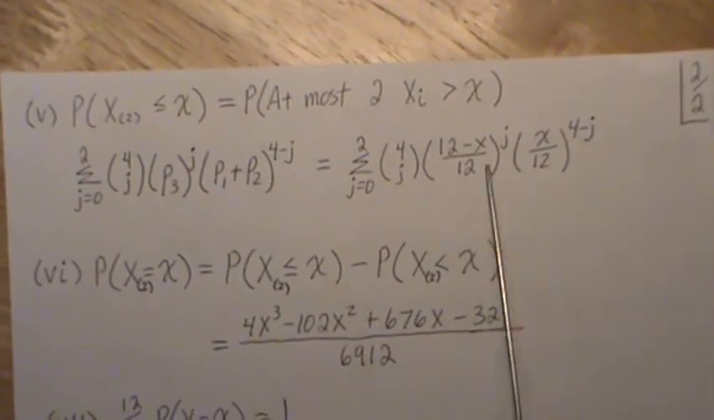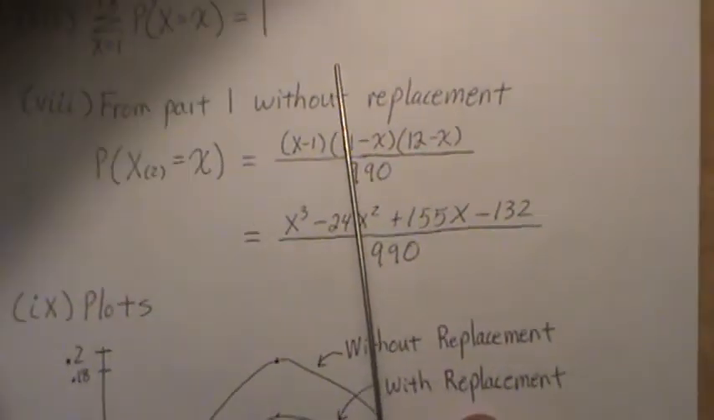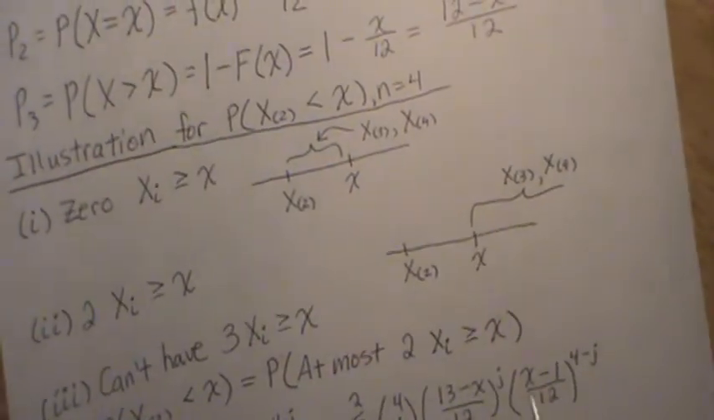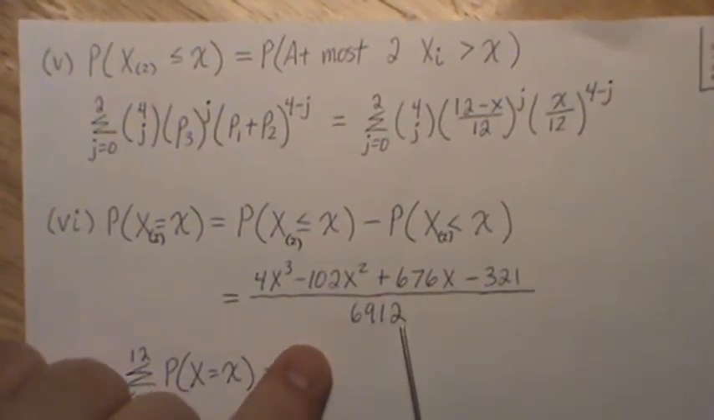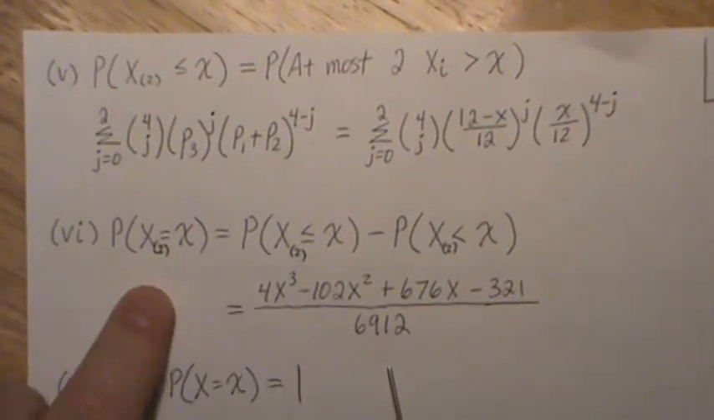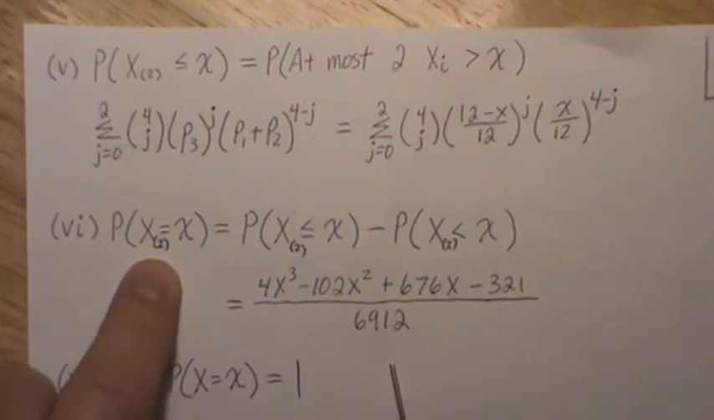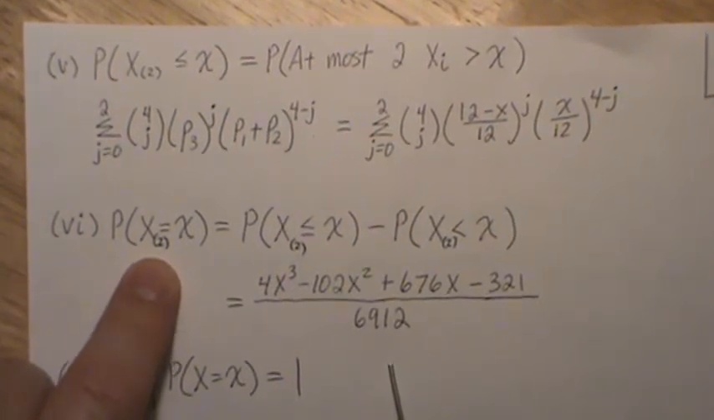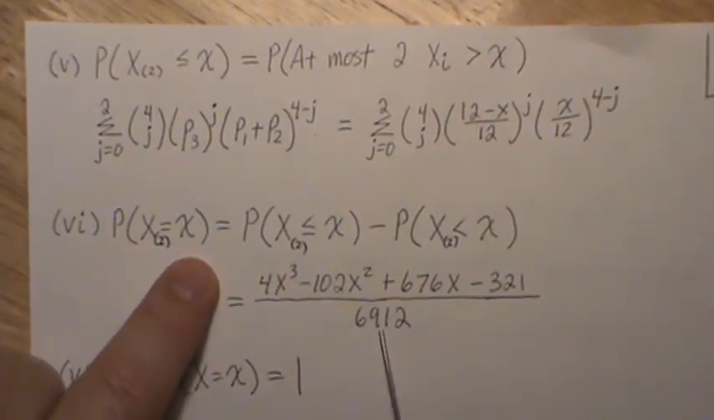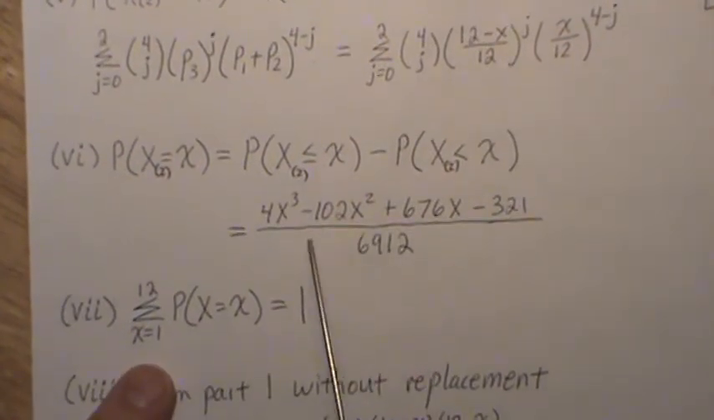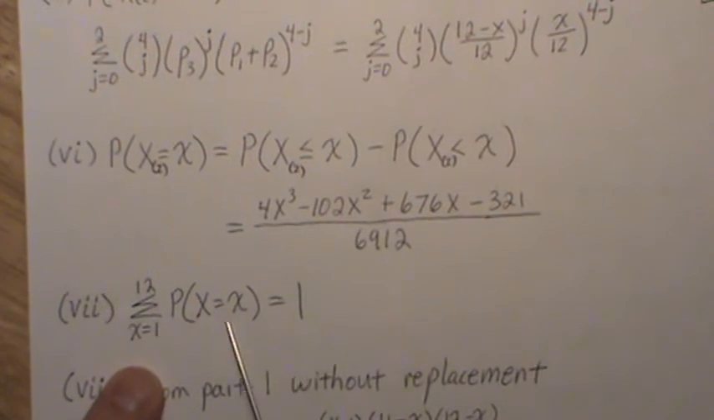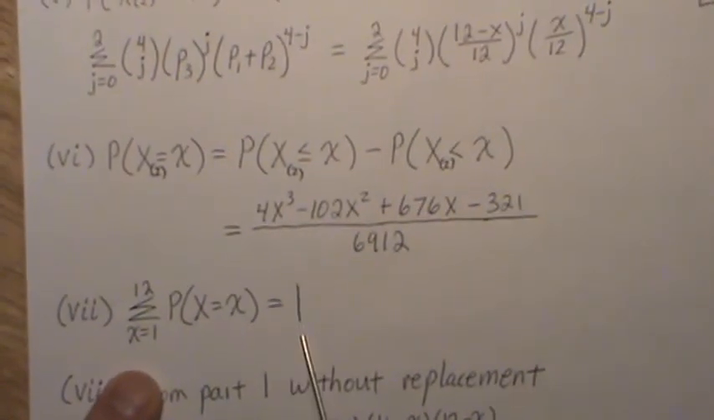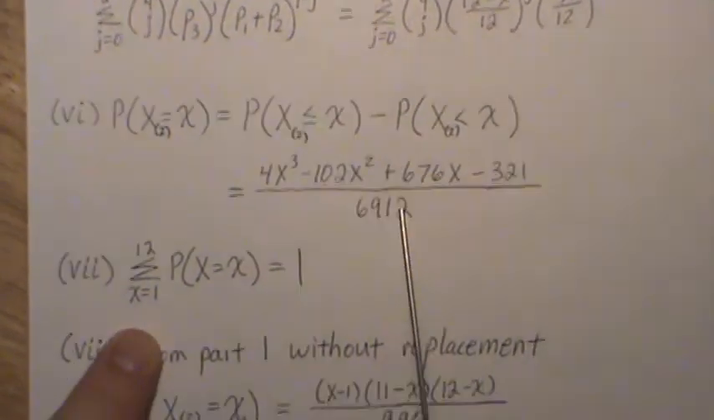But if we take the two polynomials that we calculated and expand them, we get this. And so this is the answer. So this is the probability that x2, our second smallest observation of 4, is equal to x. And you can go through this and sum it from 1 to 12, and it does equal 1. So it is a probability mass function.